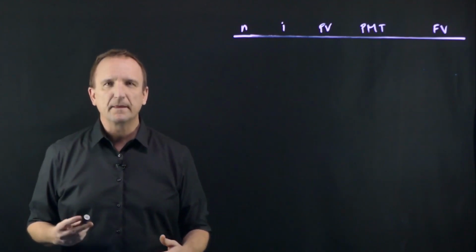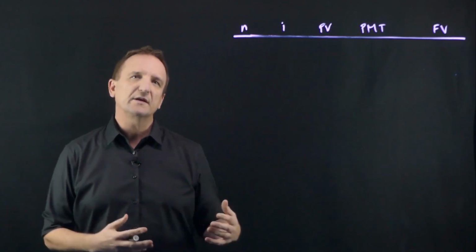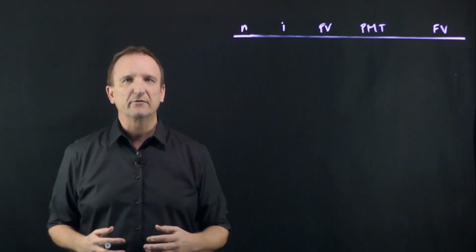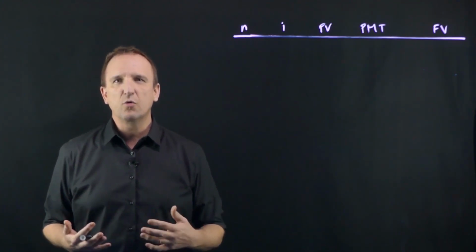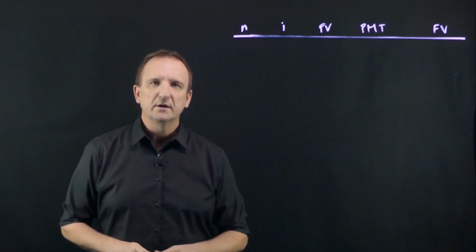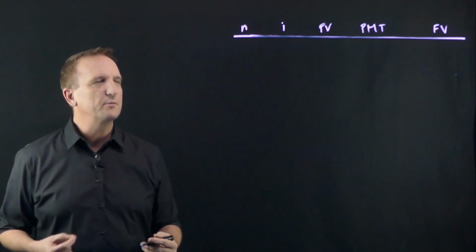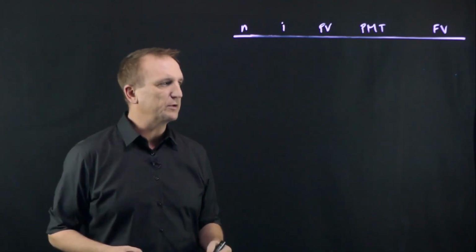Problem 16 asks us, if an investor is looking at different investments that have different compounding intervals, what is the equivalent interest rate that they need to get the same yield? So the first investment the investor is looking at is going to pay 12% annually.